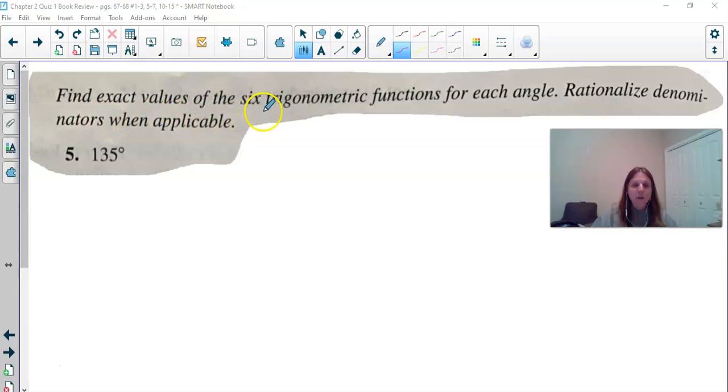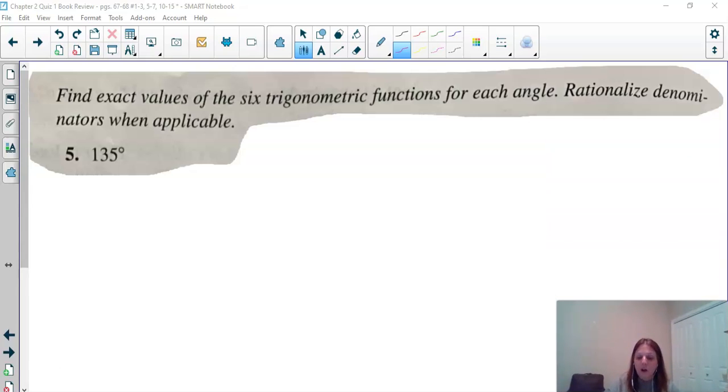Find the exact values of the 6 trig functions for each angle. Rationalize the denominators when applicable. The first thing you're going to do to start off with this question is draw a picture. There is no other given information, so let's sketch out 135 degrees.